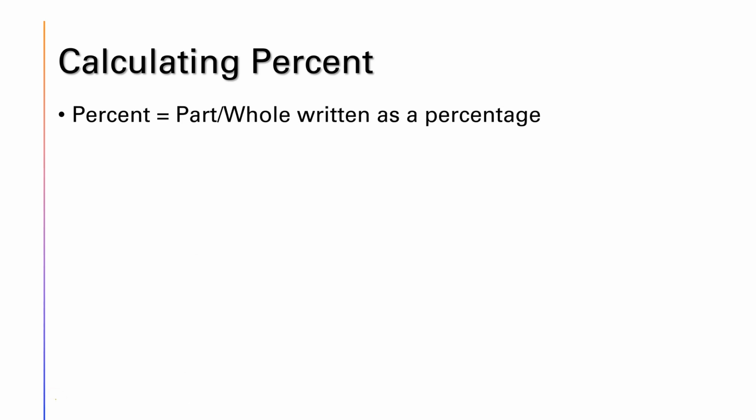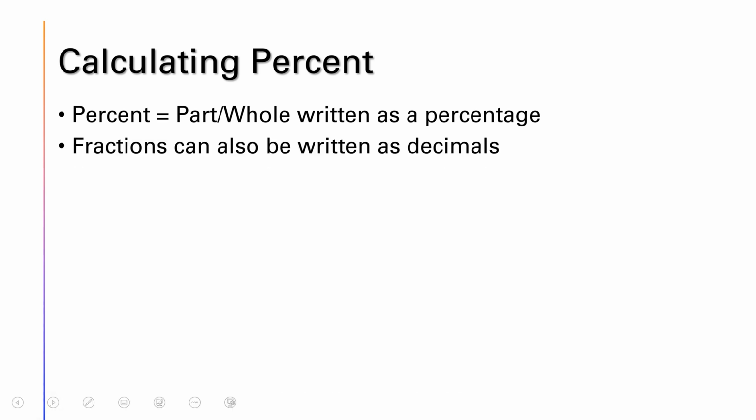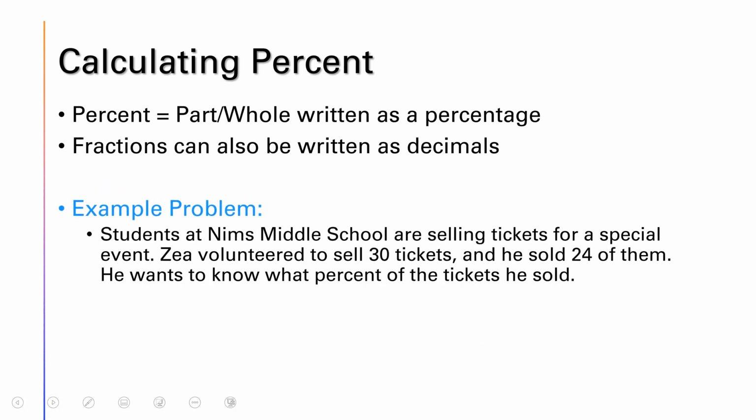As we said, percent can be written as a fraction where you have your part out of your whole, or your part per whole. Fractions can also be written as decimals, so we can do the same kind of thing but with a slightly different method. Here's our next example.